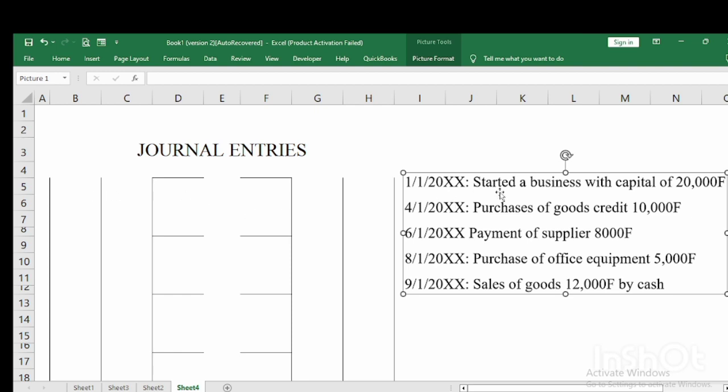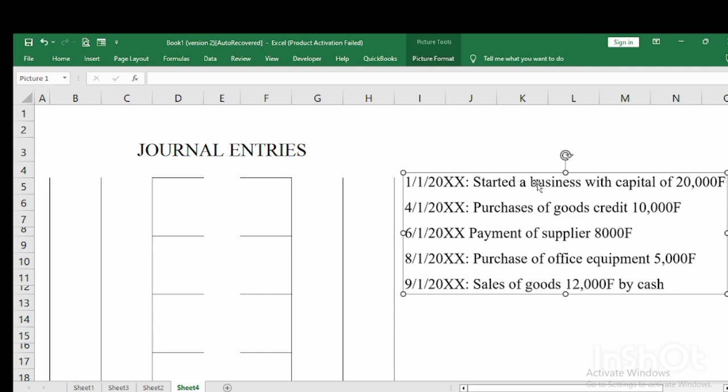In order to record a transaction, one thing you have to do is identify which accounts are concerned in the transaction, which one is reducing and which one is increasing as well. We are just going to dive into these transactions, record them and move forward. So the first transaction goes thus.